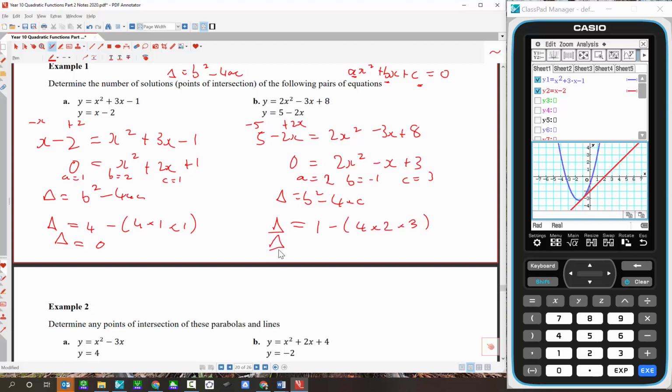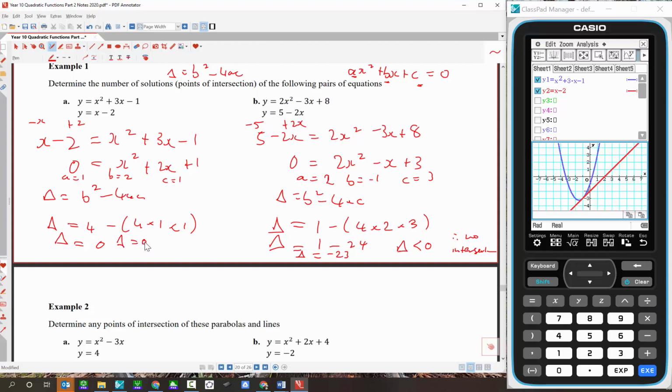I'm afraid, girls, that this has 824. Discriminant is equal to negative 23. And what we're going to say is discriminant is less than 0, therefore no intersection. This one over here, let's interpret it.